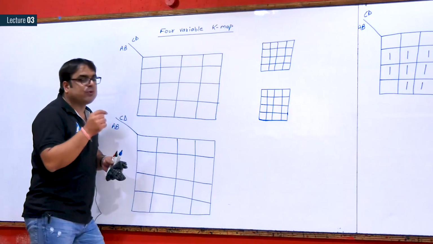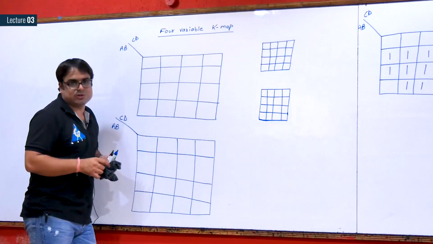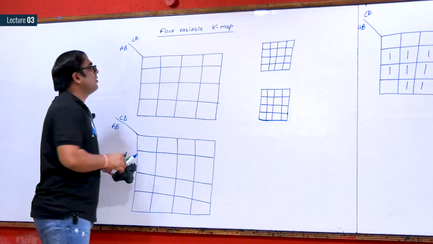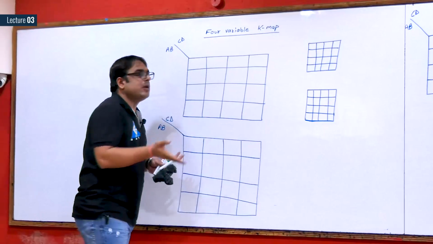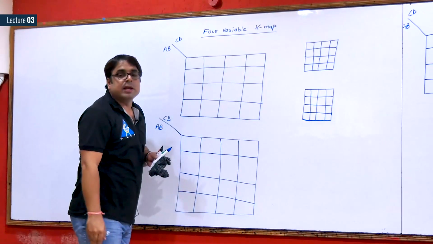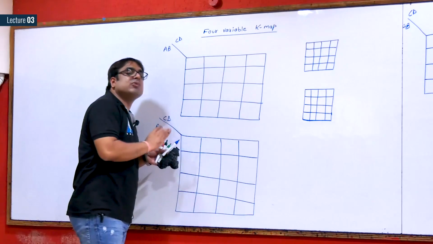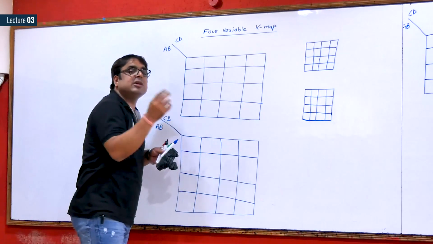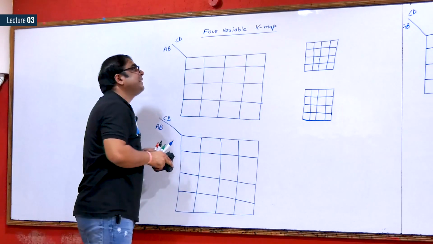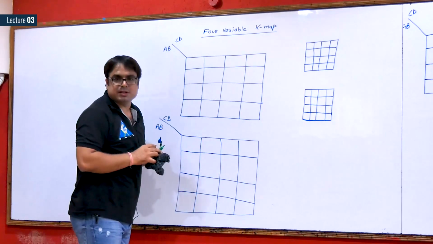Now let me focus on the cell number first. Total 4 variable, so 2 variable on one side, 2 variable on the other side. In 3 variable, on one side we had 1 variable, on the other side we had 2 variables. So 4 variable means 2 variable on both sides.